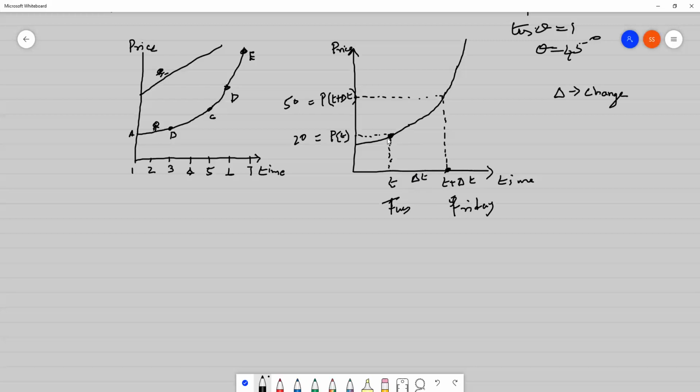Now if I draw a line between this point and this point, say AB is a straight line, what does the slope of AB represent? This is the angle with the horizontal. The slope of AB should be equal to the opposite side over the adjacent side. The opposite side is BC, the entire thing, which is P of T plus del T minus P of T.